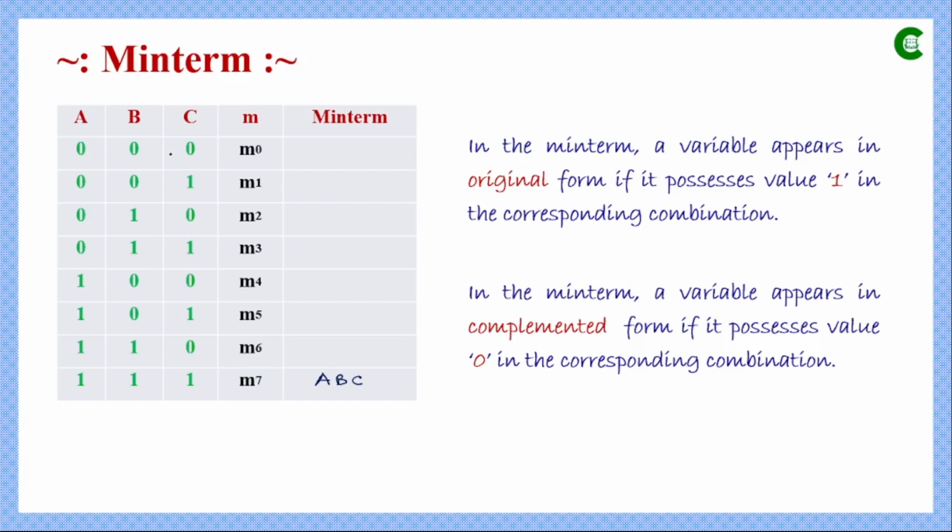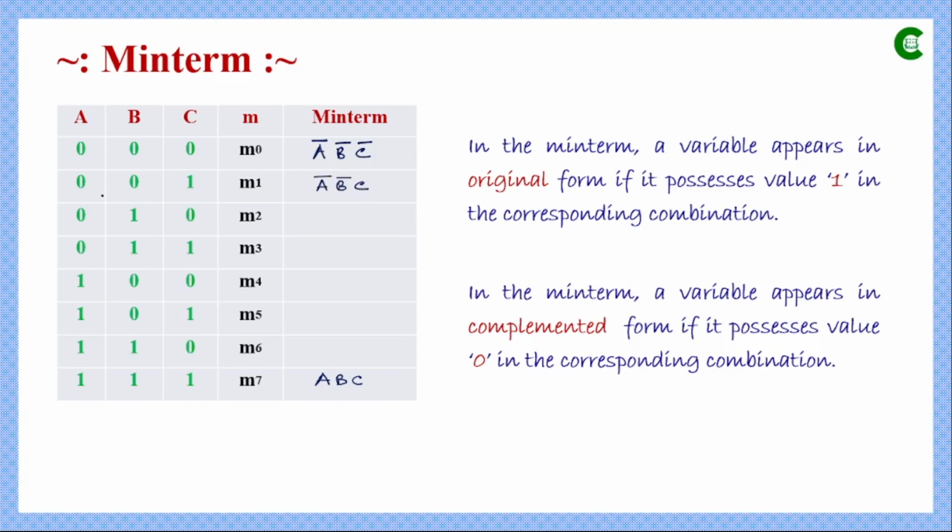That means in the minterm their combination will be in complemented form. So it will be A complement and B complement and C complement. That means we will have AND operation between all these complemented values of all these logical variables A, B, C. So this combination will be what? Since A, B have 0 and C is 1, it will be A complement, then B complement, then C.